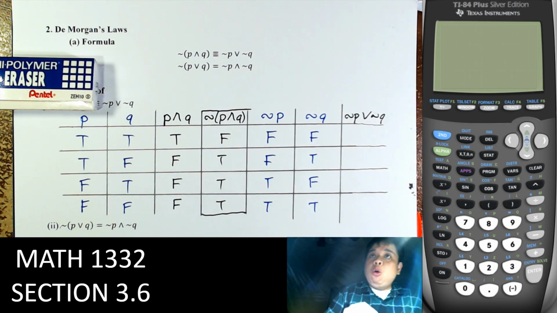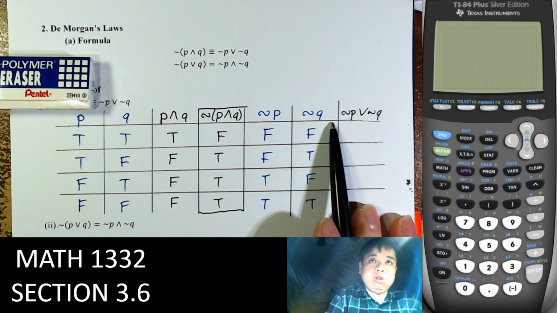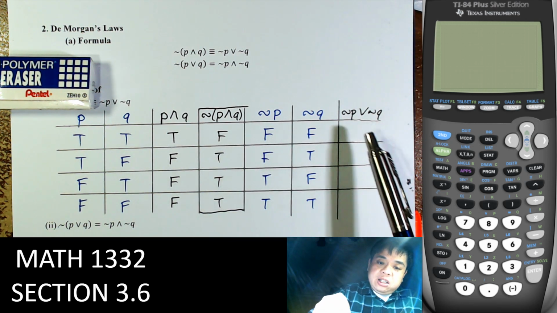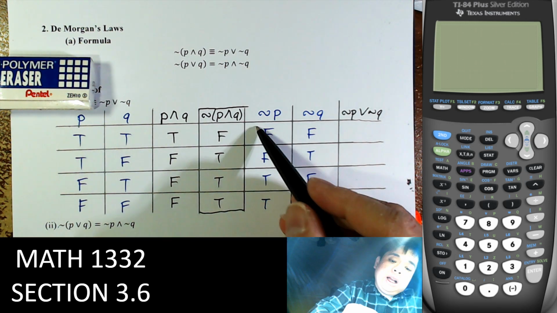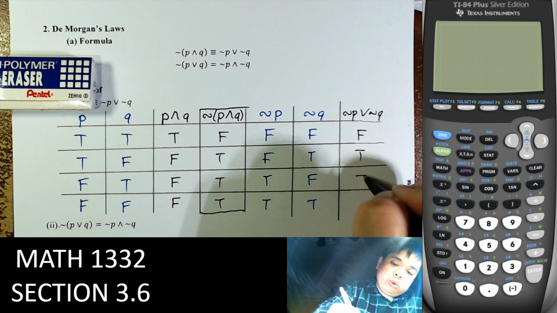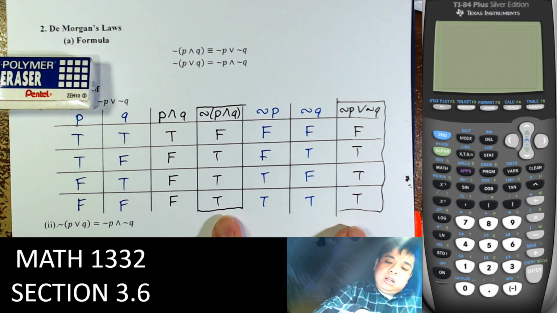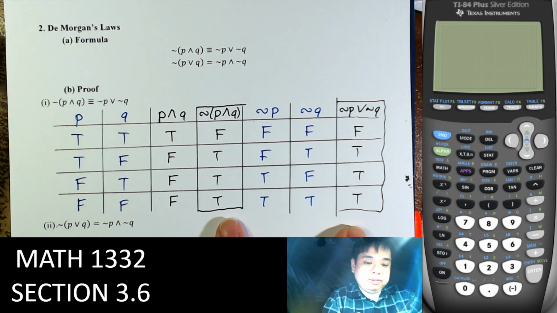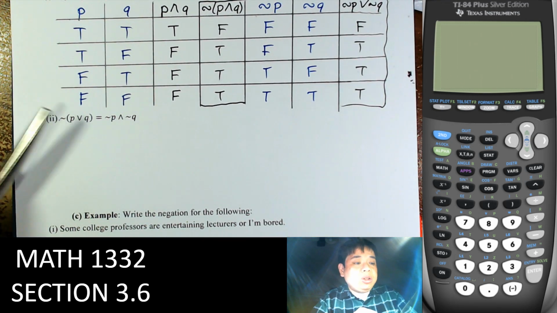Notice that all the operations say that we do the negation first and then the disjunction and conjunction after that. Disjunction is only false if both of them are false. Everywhere else is true. As we see, these two columns are identical in truth values, so they are logically equivalent.